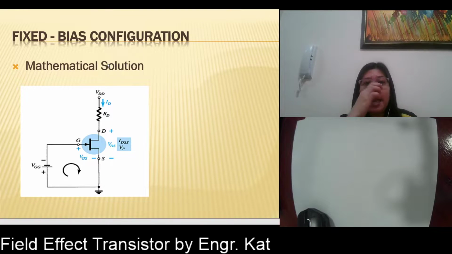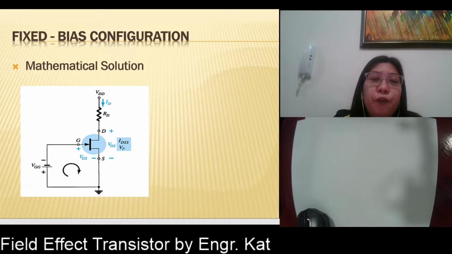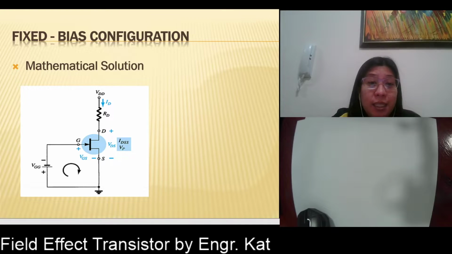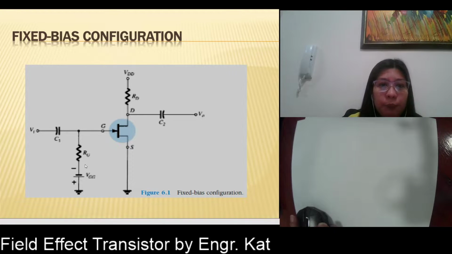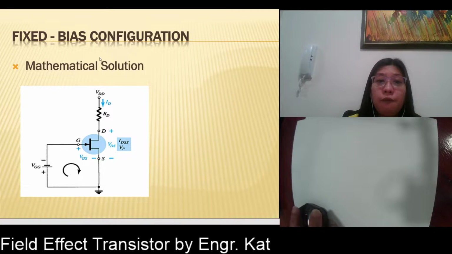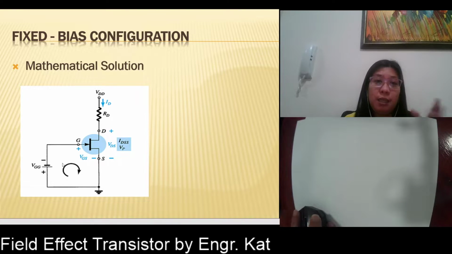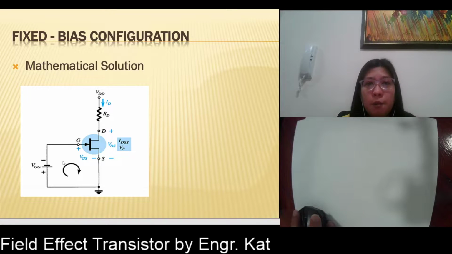For fixed bias configuration, since this is a very straightforward configuration, we can easily apply the mathematical solution. So this is now your circuit. You might be wondering, where does your RG go? Why did your RG disappear? So this is your complete circuit, and here we have your DC circuit. As you can see, the capacitors were removed. Why? Because they act as an open circuit during DC.